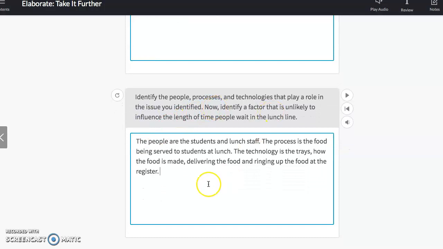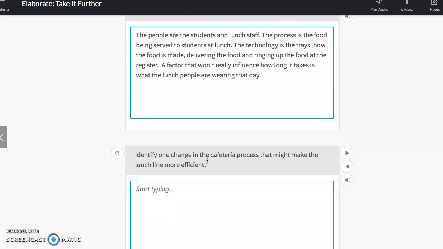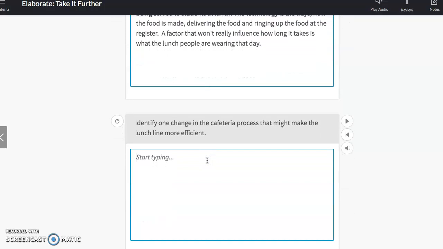Now identify factors not likely to influence the time. A factor that won't really influence how long it takes is what the lunch people are wearing that day, right? Doesn't really matter what they wear, it's not going to influence how long it takes to get your lunch.